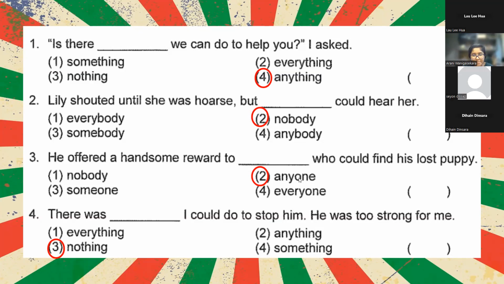Because it won't match the sentence. Yes, there was something I could do to stop him. He was too strong for me. Yeah, it wouldn't match because in the second sentence, it says he was too strong for me, right? So if you could do something, you would be able to stop him. And you wouldn't need to say that he was too strong for me. So the answer is nothing. So you have to say there was nothing I could do to stop him. He was too strong for me.